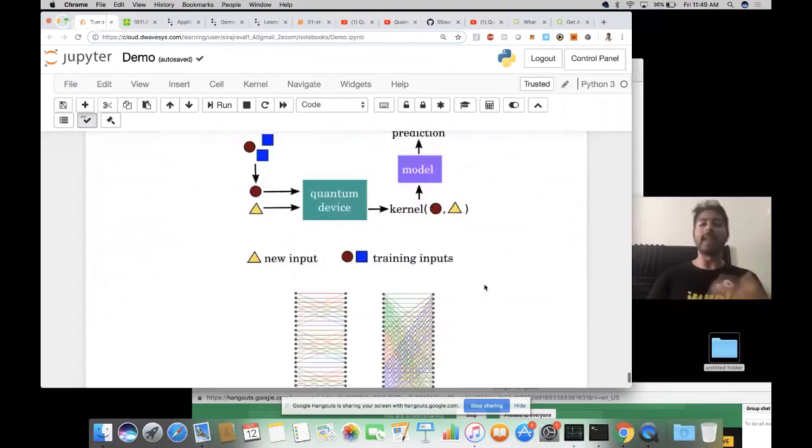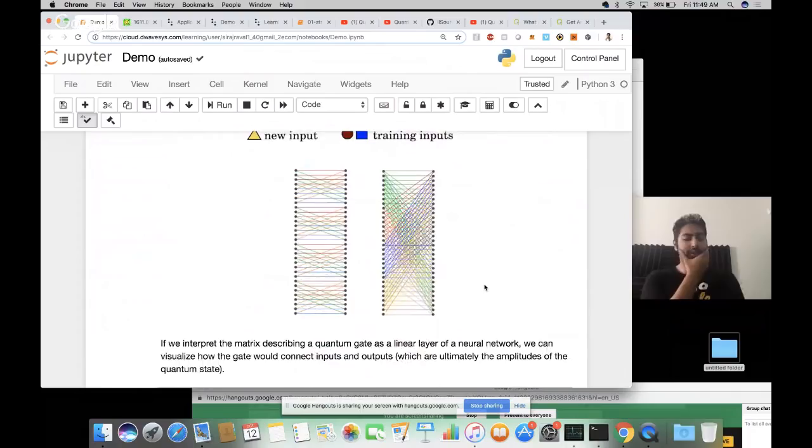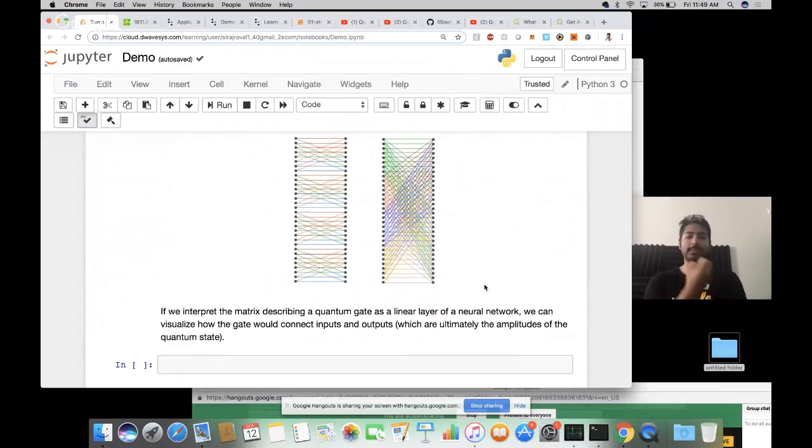And the last thing here is linear algebra. Now, I think this is gonna blow the lid off of everything. If we can really get these quantum computers to operate as neural networks, if we can interpret the matrix describing a quantum gate as a linear layer in a neural network, we can visualize how the gate would connect inputs and outputs. And this is a very, very exciting area of research. And that's in the future, right? There's so much theory there, okay?